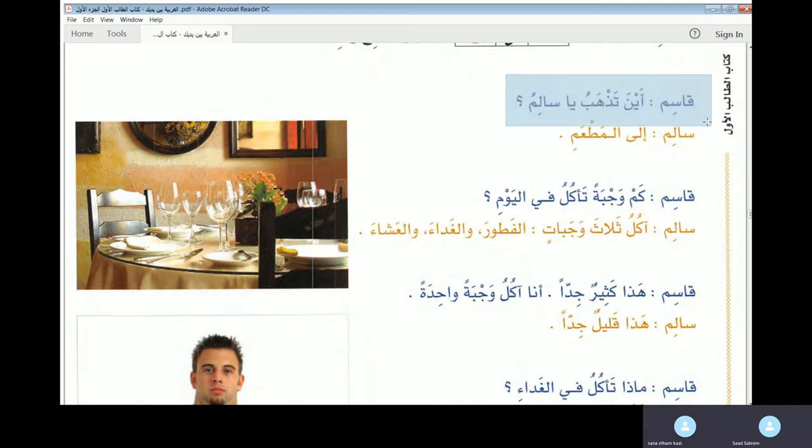And what is the meaning of Zahibun? The meaning is almost the same. Most of the time it is used in the sense of present continuous tense. This Tazhabu is also used in the sense of present continuous tense. It is the same thing. Ayna tadhhabu ya Salim, where are you going, O Salim? So this is present continuous tense in English and fil mudari in Arabic. If it is future tense, then satadhhabu. For future, satadhhabu, correct.